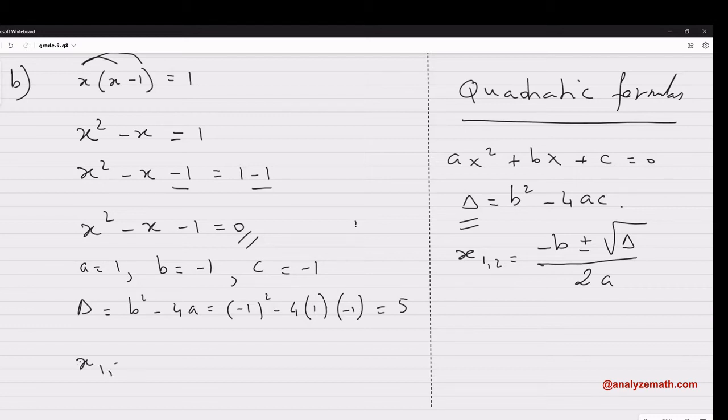x, two solutions, remember. Minus b equal to minus negative 1, which is 1, plus or minus the square root of 5, divided by 2a, a is equal to 1. Simplify this, and we are going to have (1 + √5)/2. This is the first solution. The second solution, (1 - √5)/2.